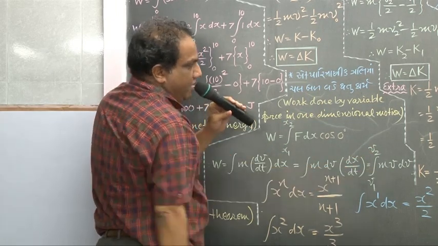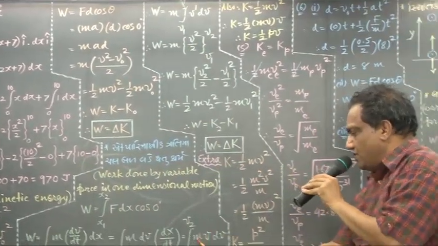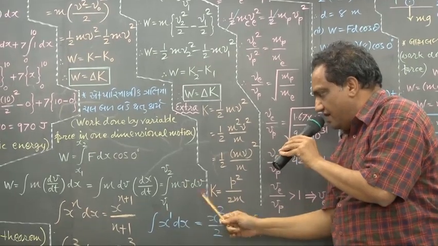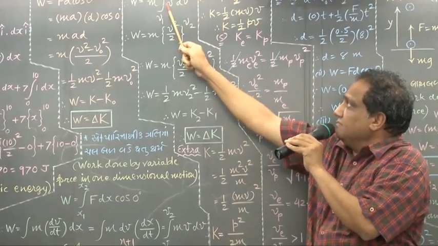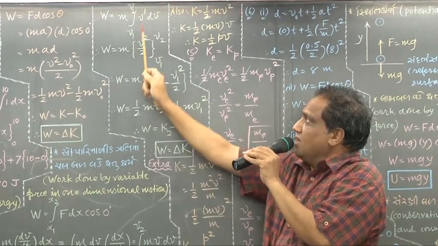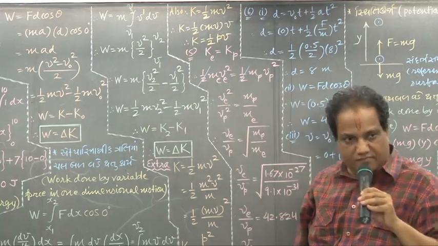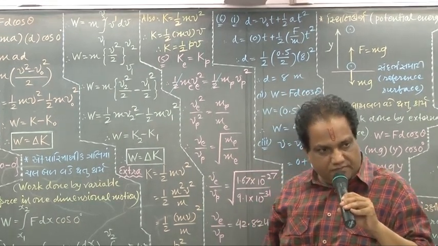M is constant, it can be taken out. What is left now? When you take m out, integration v dv. Everybody? Integration v dv, correct? And from where to where? From v1 to v2. Only v means what? v raised to 1.